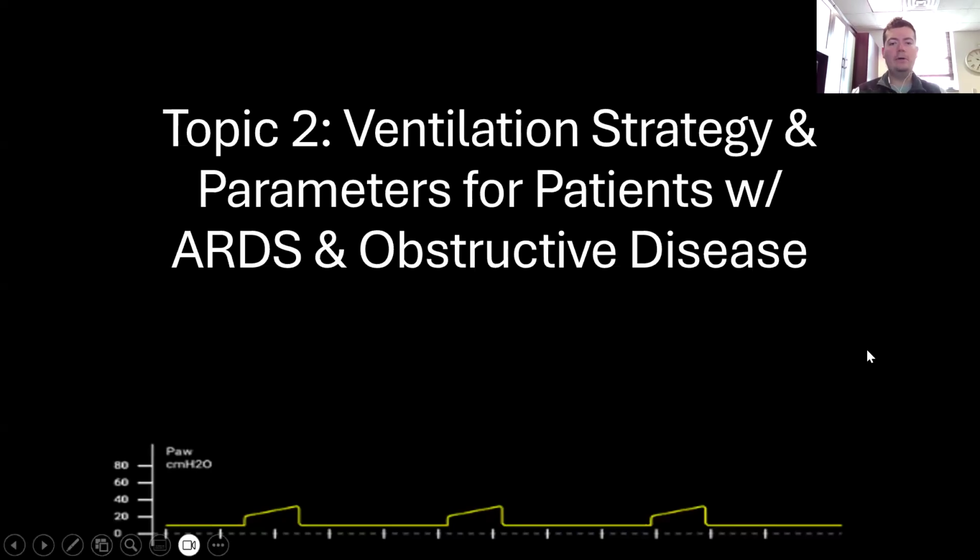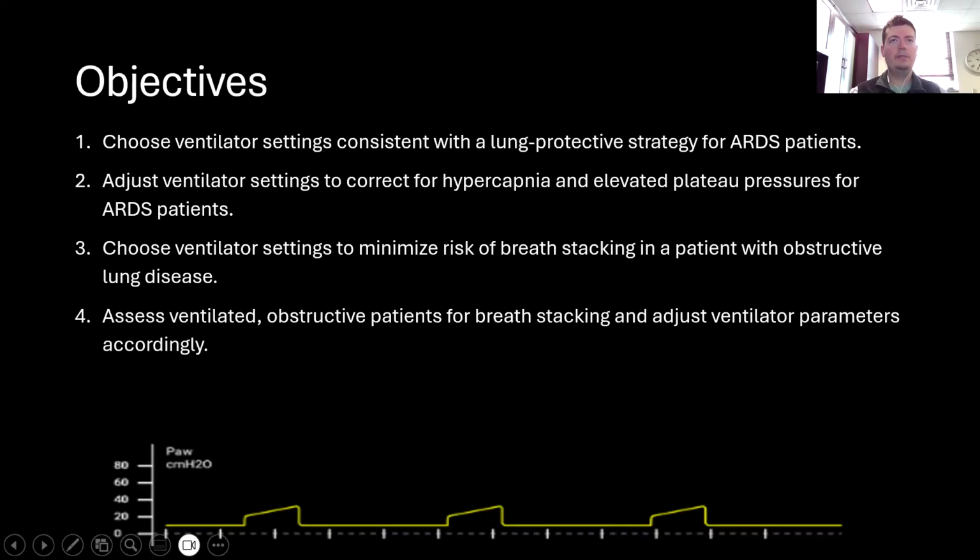So we'll go ahead and talk about our objectives for this session. So there's four of them, and the first two relate to ARDS and second two relate to COPD. So by the end of this session, I'd like you to be able to choose ventilator settings consistent with a lung protective strategy for an ARDS patient. And then I'd also like you to be able to adjust those settings to correct for hypercapnia as well as elevated plateau pressures in an ARDS patient.